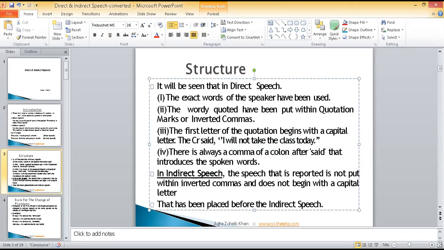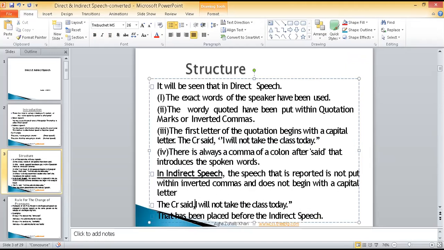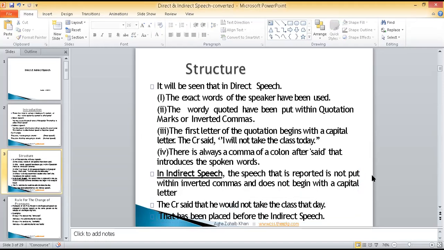For example, if I would say it this way, the CR said that. Now I remove the comma, and I added that. I removed even these, and then I will change "I" into he, and "will not take the class today" changes into "would not take the class that day," and then I will also remove the inverted commas. So this is how you keep on changing. It's not primarily one thing that changes. It changes the inverted commas, the punctuation marks, the pronouns, even some of the words, even the tense. So there are a lot of changes in the structure.